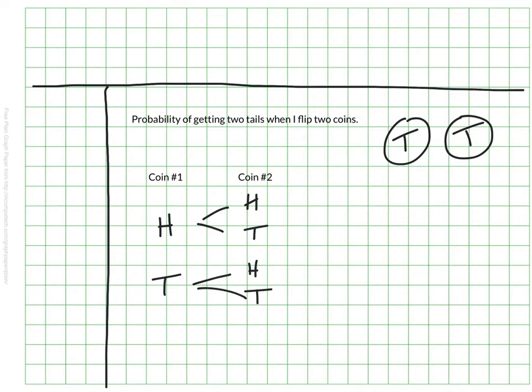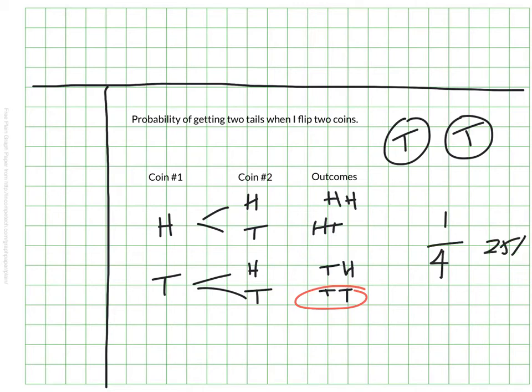And if we got a tails the first time, we could get a heads the next time or another tails, right? So then when I look at my outcomes, I can get a heads, heads, heads, tails. Oops, wrote that in the wrong order there. Tails, heads, or tails, tails. And I was looking for the probability of getting 2 tails, and that happens to be right here, right? There are 4 options, and only one of them satisfies what I'm looking for, and that also makes it 25% chance. So there's 25% chance of getting 2 tails when I flip my 2 coins.